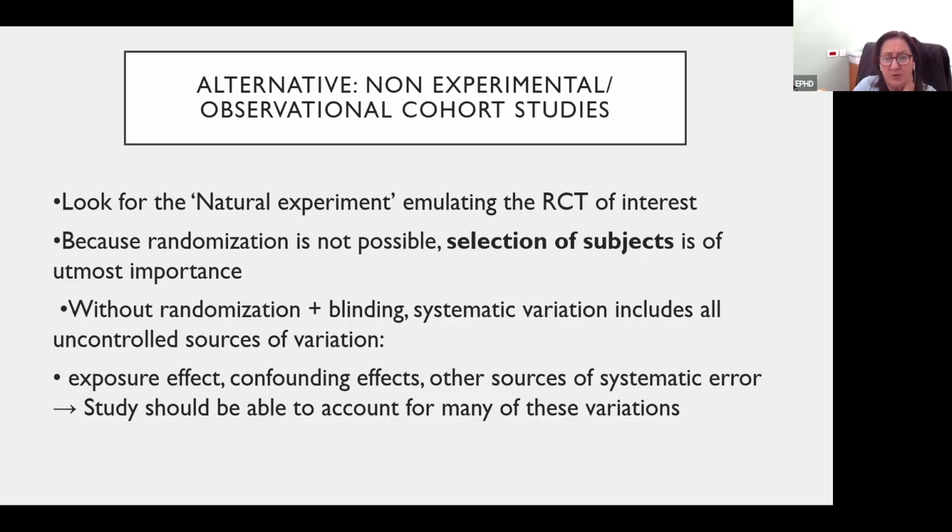And there might be other sources of systematic error. So there are so many things that we have to take care of. But most importantly is the issue of the confounding effect that needs to be accounted for a lot. And while selecting the subjects, we need to be very careful not to have a selection bias when we select our subjects.